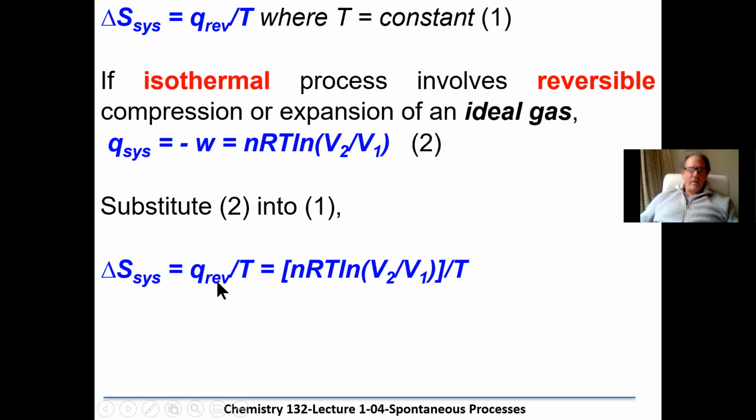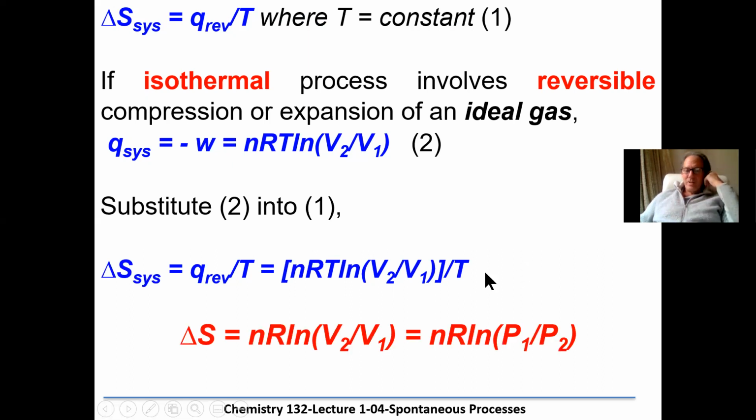And that way, for Q reversible, we end up substituting in nRT ln V2 over V1. So we end up with Q reversible divided by T, which is now nRT ln V2 over V1 divided by T. Another equation. So delta S, in addition to equaling nR ln V2 over V1, can also equal nR ln P1 over P2 if it's the pressure that's changing instead of the volume. Both of those equations can be used depending on what you're given in the problem. So temperature, again, is constant in both of these scenarios.